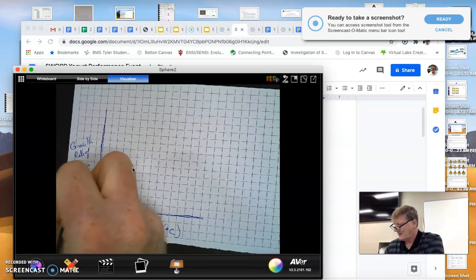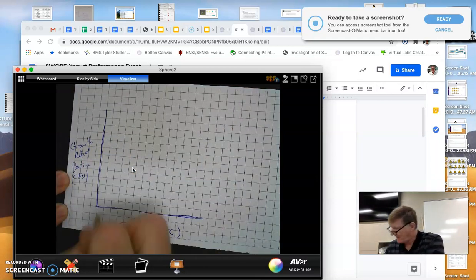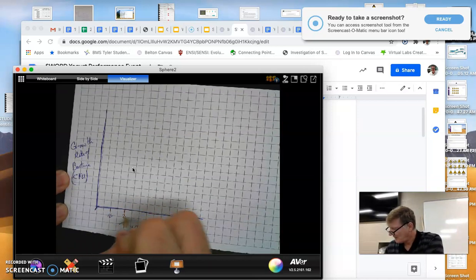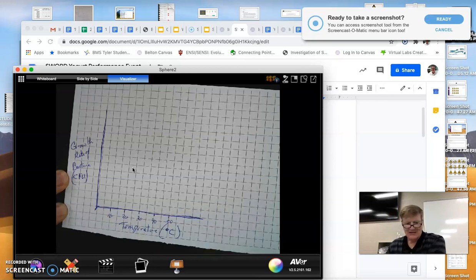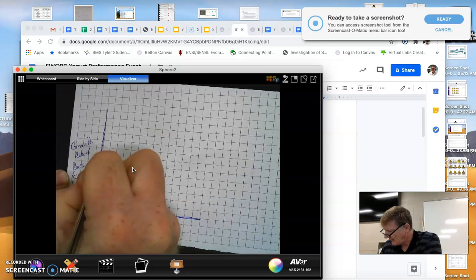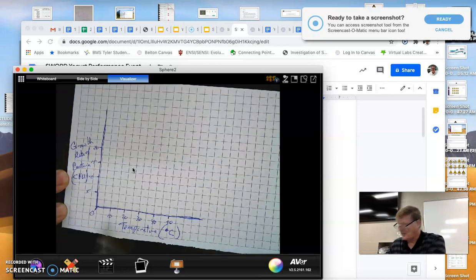And the units are CFU. And I need my temperatures to go to 50, so I'm going to go 10, 20, 30, 40, 50. And I need my bacteria colonies to go up to 20. So I'm going to go 5, 10, 15, 20. Notice I have started at 0. I have equal spacing. 0 to 10 is the same as 10 to 20, and so forth.